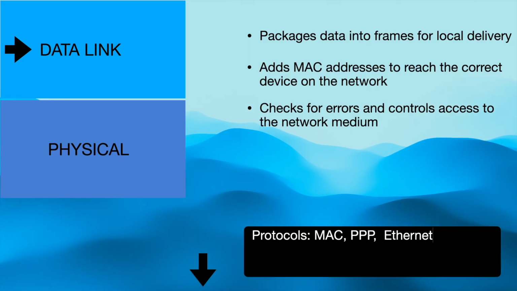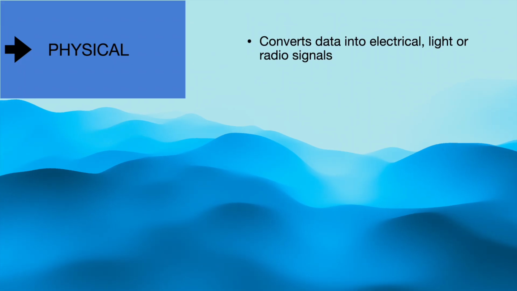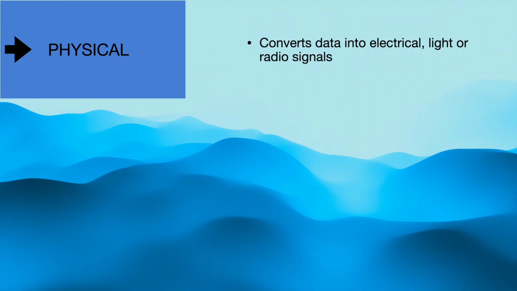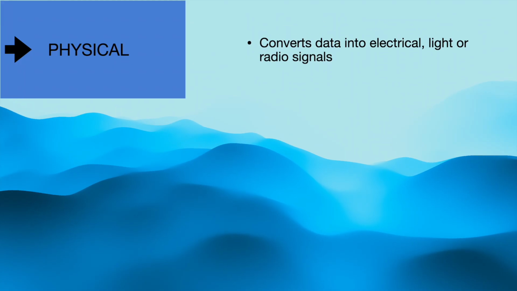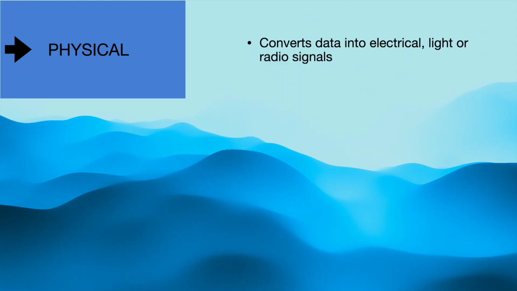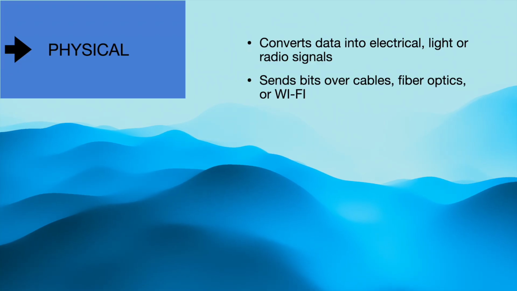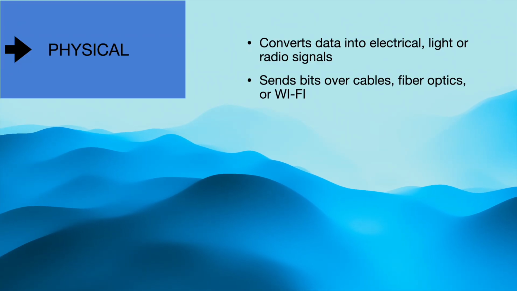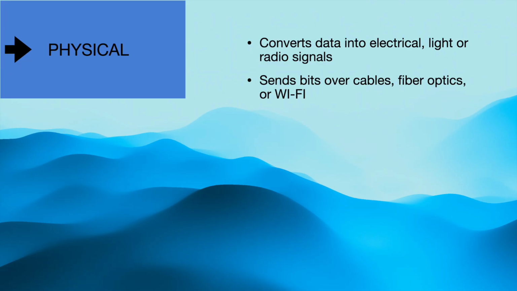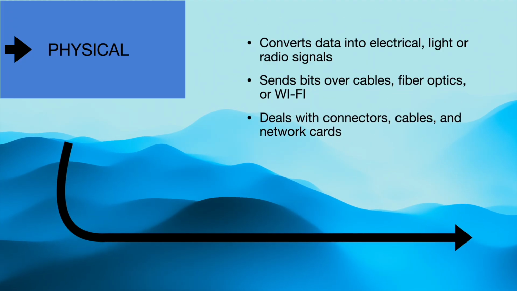And finally, at the physical layer, the data gets turned into ones and zeros. And all the bits are sent over the actual medium. That could be copper wire, fiber optic, or wireless radio waves. This is where electrical pulses or light signals literally travel across the network.